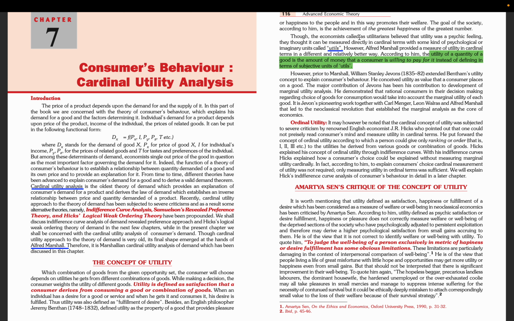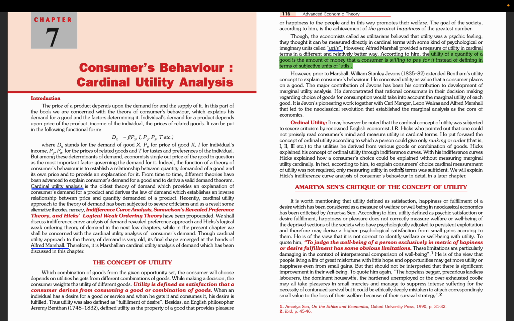Utils is something that you might have heard back in school, perhaps while studying microeconomics. But what Alfred Marshall, in his Marshallian cardinal utility, proposed was using the willingness to pay as a measure for utility.